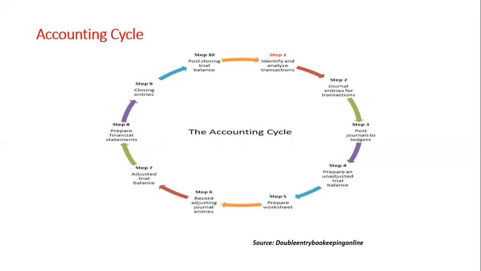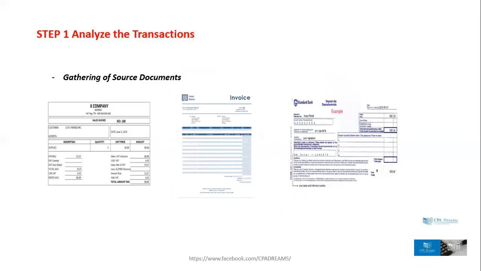So tandaan ulit, identify and analyze the transactions. You need to do journal entries, post journals to ledgers, prepare an unadjusted trial balance, prepare worksheet, record adjusting journal entries, adjusted trial balance, prepare financial statements, closing entries, and post-closing trial balance. Again, I will focus on the first three steps. So let's move on.